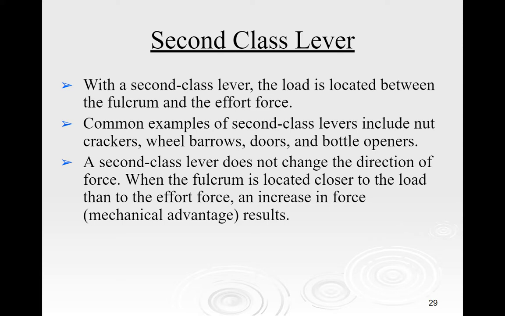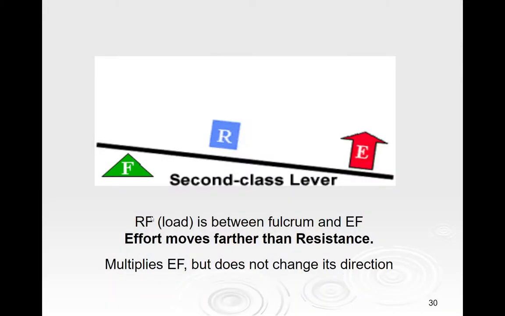With the second-class lever, the load is located between the fulcrum and the effort force. Common examples of second-class levers include nutcrackers, wheelbarrows, doors, and bottle openers. A second-class lever does not change the direction of force. When a fulcrum is located closer to the load than to the effort force, an increase in force mechanical advantage results. All right, let's take a look here.